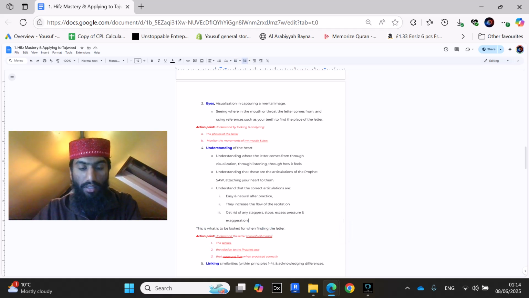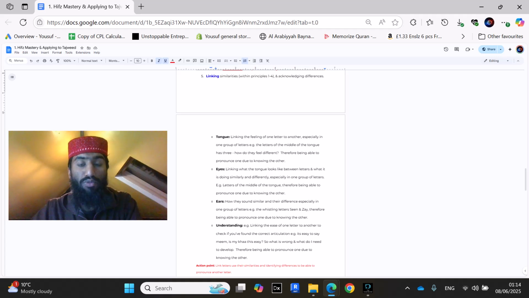Now, the action point is to understand the letter through all means, through the senses, through relation to the Prophet ﷺ. So understand its relation to the Prophet ﷺ, and understand their ease and flow. You understand that they're easy and flowing when practiced correctly.